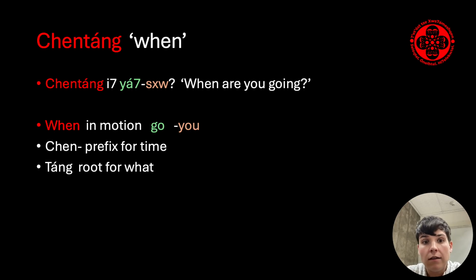Chuntang literally means, it's a prefix that is time, and then tang is a root that comes out of the word stang for what. So it literally means time of what is how we say when. Then for this phrase, breaking it down: when, and then the e is a prefix before the verb that means in motion, and then go is the verb yet, and then the last part is you, a subject pronoun.